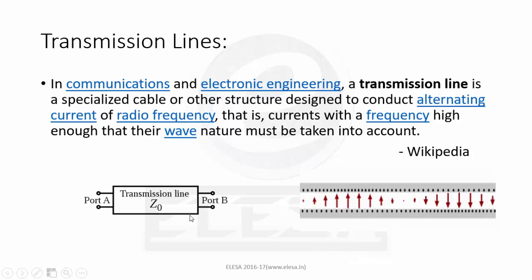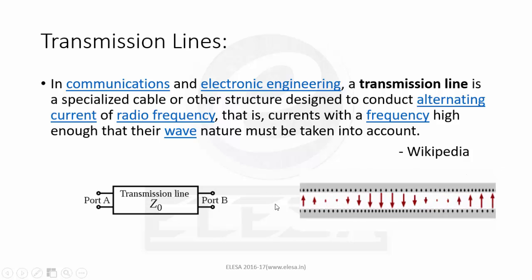We can depict a transmission line using the black box diagram which is shown here. The input port has been designated as port A and it has some impedance Z0, and the output port B. So it is a 2 input, 2 output system.